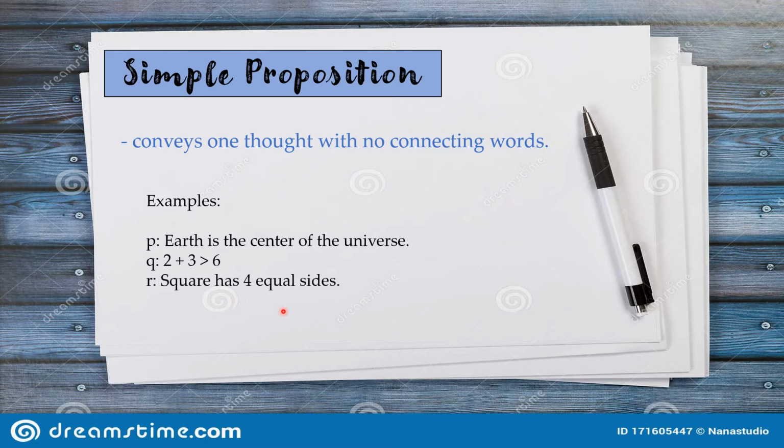So let us determine the truth value of each proposition. The truth value of P is false because Earth is not the center of the universe. The truth value of Q is false because 2 plus 3 is not greater than 6. And the truth value of proposition R is true because square has 4 equal sides.